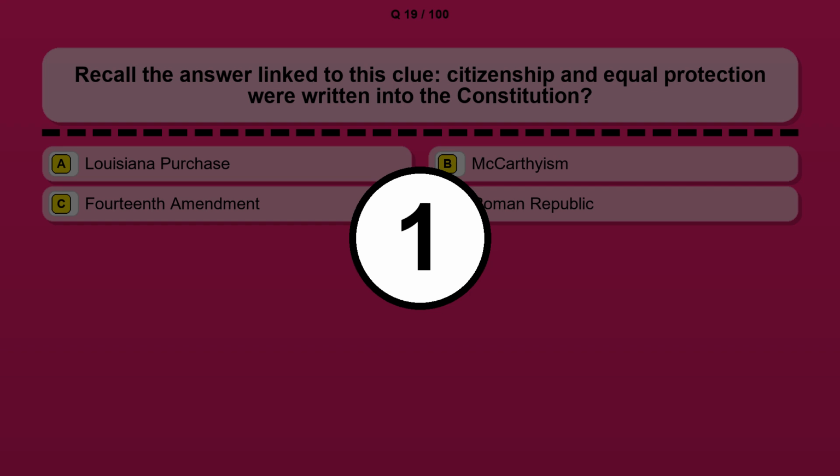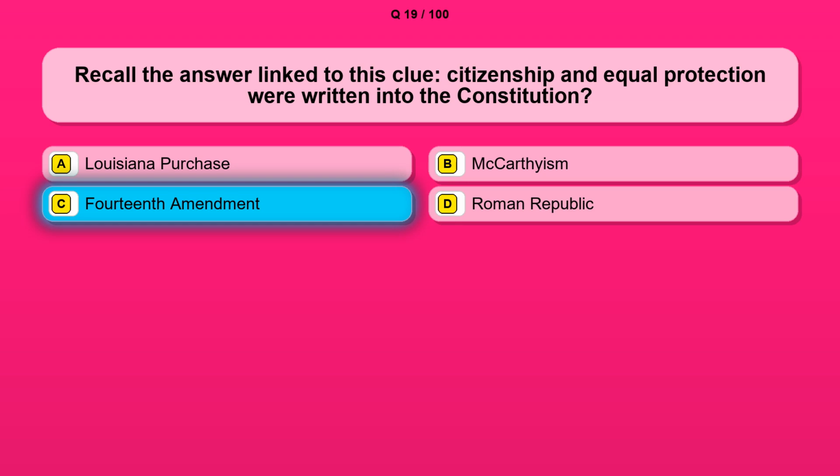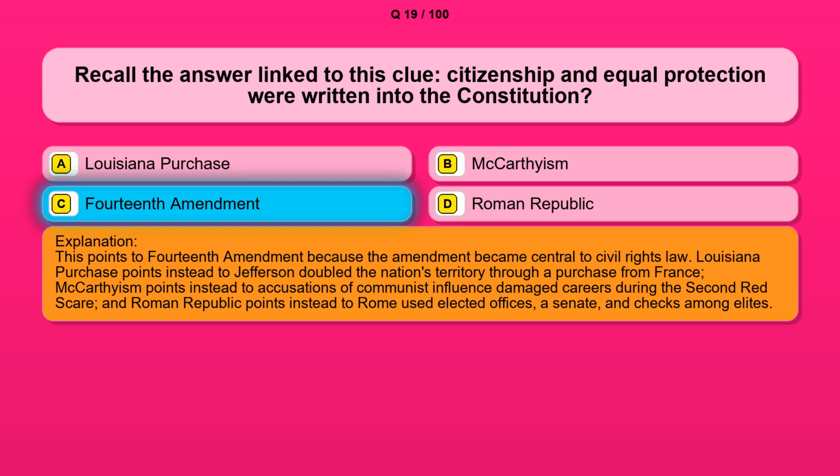The correct answer is option C, 14th Amendment. This points to 14th Amendment because the amendment became central to civil rights law. Louisiana Purchase points instead to Jefferson doubling the nation's territory through a purchase from France. McCarthyism points instead to accusations of communist influence that damaged careers during the Second Red Scare, and Roman Republic points instead to Rome using elected offices, a senate, and checks among elites.